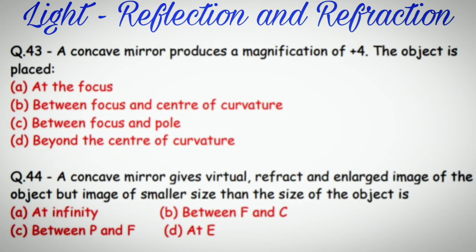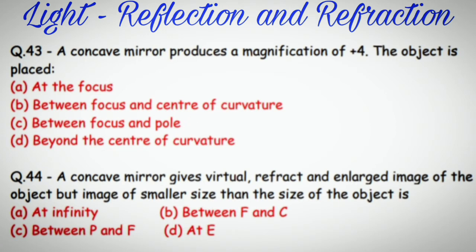Next question comes here. A concave mirror produces a magnification of +4. The object is placed option A at focus, option B between focus and center of curvature, option C between focus and pole, option D beyond center of curvature. And the correct answer is between focus and pole.